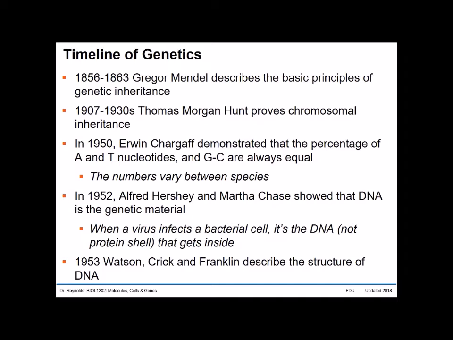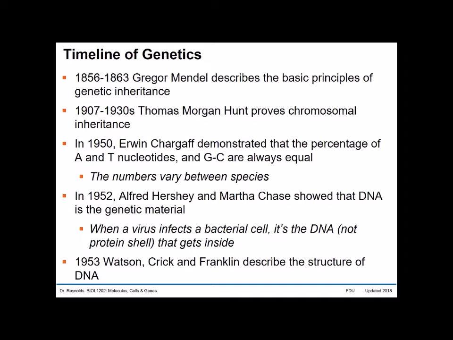In 1950, Chargaff demonstrated that the percentage of A and T nucleotides within a particular organism was always equal, and that G and C were also always equal. But he published his findings in this obscure journal. So he showed that within a cow, A and T percentages were the same, G and C percentages were the same in DNA. And that in a plant, A and T were the same, G and C were the same, and in humans, A and T, G and C.